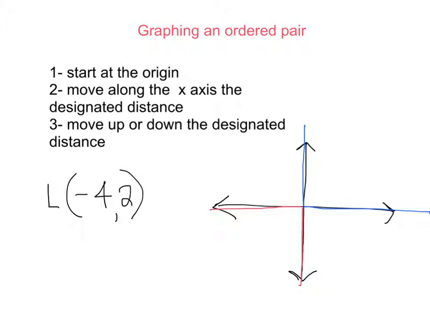So for this point, if we were trying to graph -4, we would travel over 1, 2, 3, and 4. So that's where my x is going to be. And then my y is going to be a +2, so it's going to go up 1, 2. So we figure out where those two points meet, and they meet right there. So then we would just label that point whatever the letter is, and we're going to label it L.